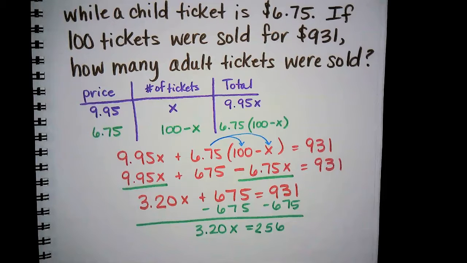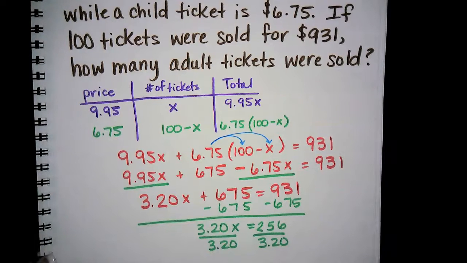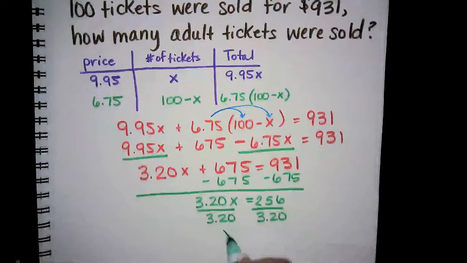Okay. And then my last step, I got to get this 3.20 off there. So I'm going to divide both sides by the 3.20. And please use your calculator on this one. You're just going to do the 256 divided by the 3.20. And it looks like we end up with 80 adult tickets sold. So we got x is 80.